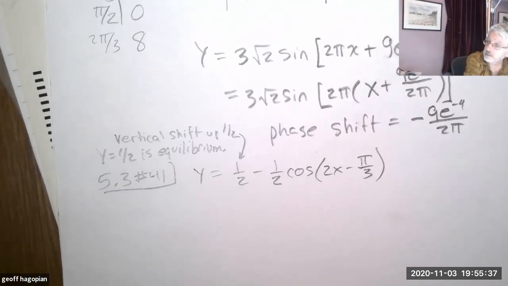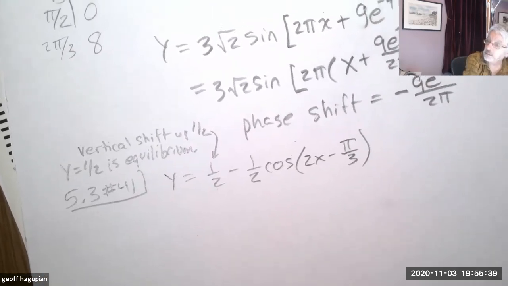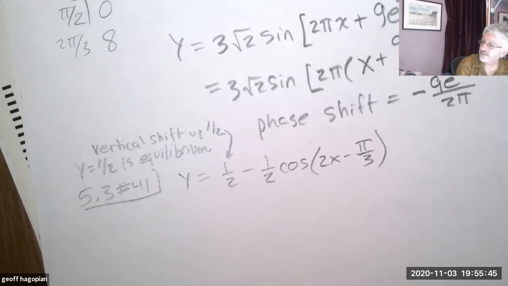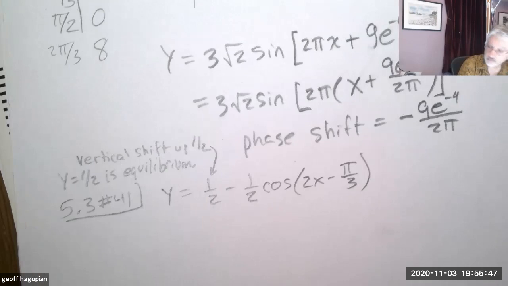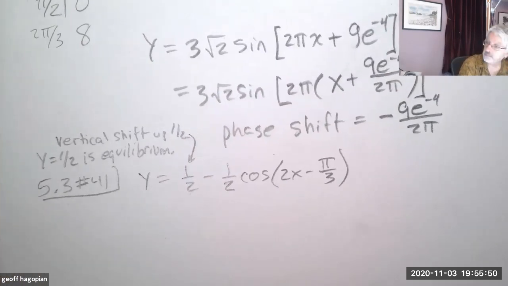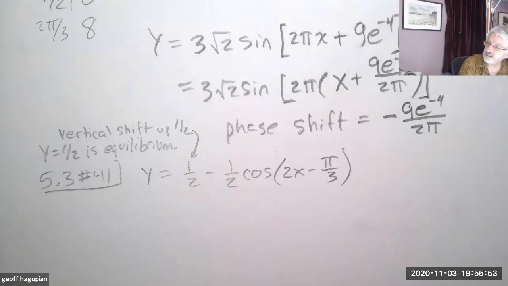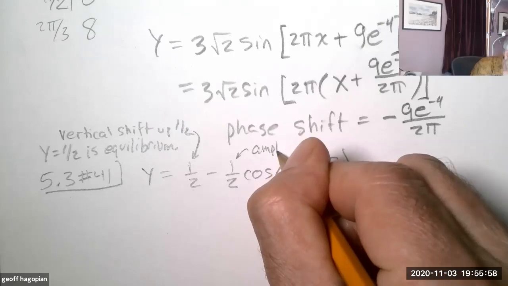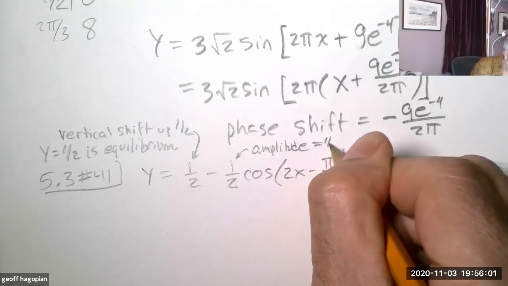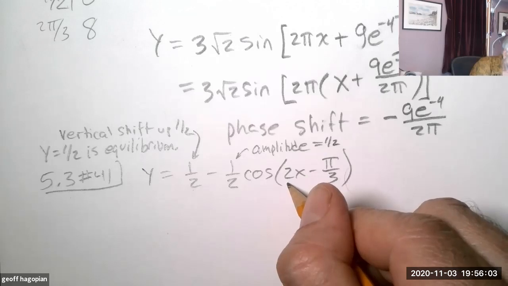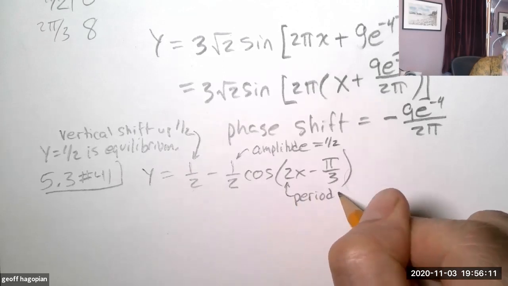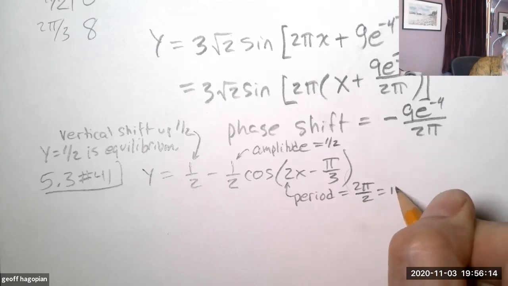I suppose I could bring this in a little bit, make it bigger too. Maybe refocus. Okay. So then the amplitude is 1/2, right? This says that the period is pi, right? Two pi over 2 equals pi.